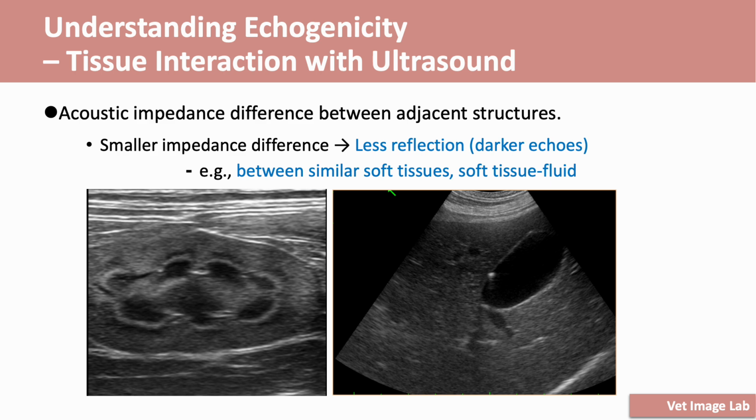Similarly, in the liver and gallbladder image, the fluid inside the gallbladder has a much lower impedance than the surrounding liver tissue. As a result, almost all sound waves pass through without reflecting back, making the gallbladder appear completely black, anechoic. This demonstrates how a smaller impedance difference leads to less reflection and darker echoes on ultrasound.